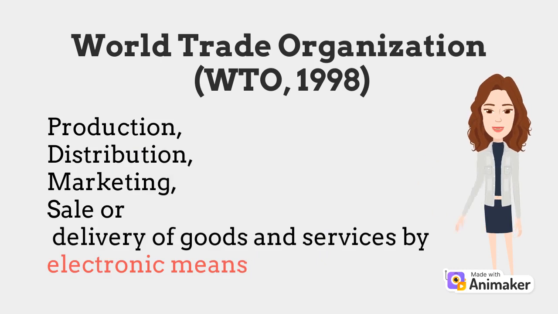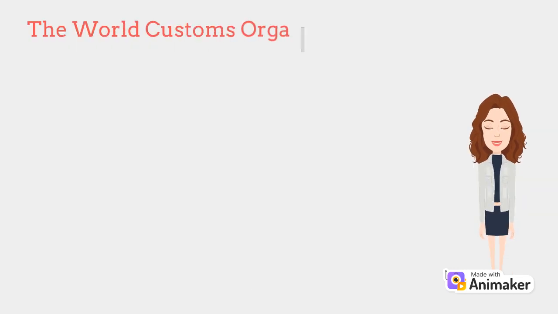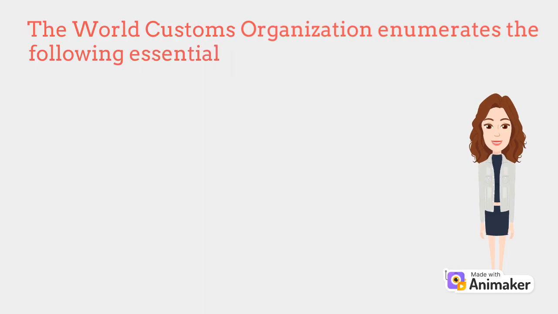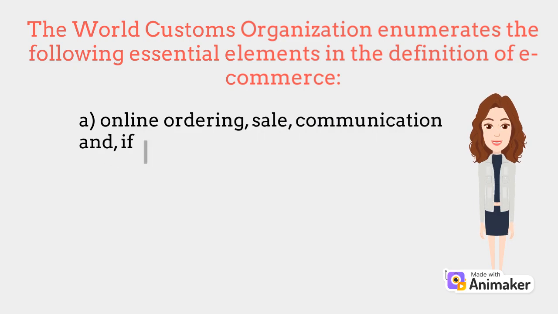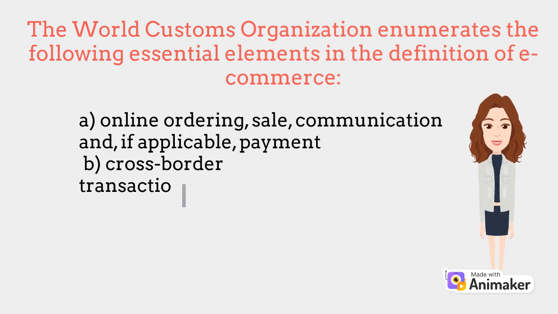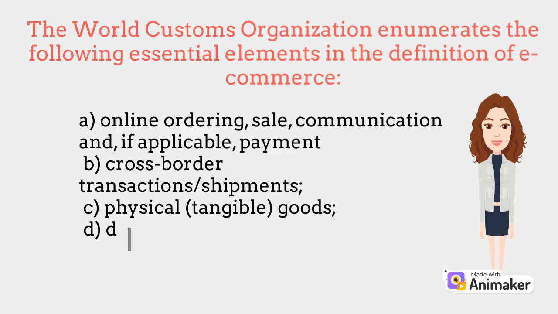The World Customs Organization enumerates the following essential elements in the definition of e-commerce. A. Online ordering, sale, communication and, if applicable, payment. B. Cross-border transactions/shipments. C. Physical, tangible goods. D. Destined to consumer/buyer, commercial and non-commercial.